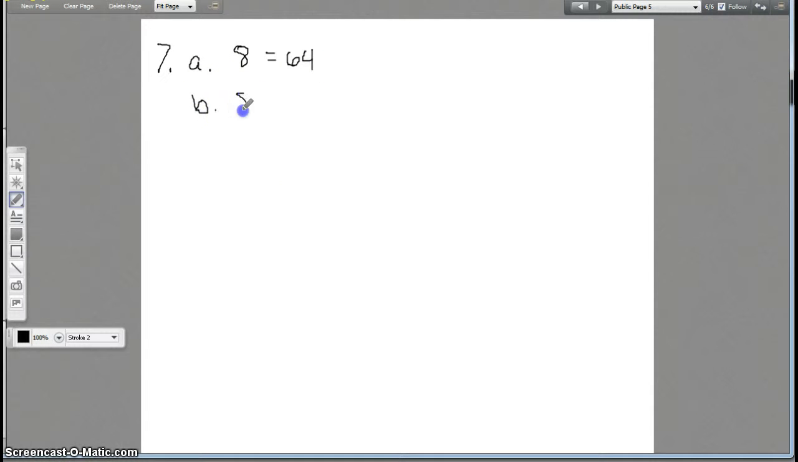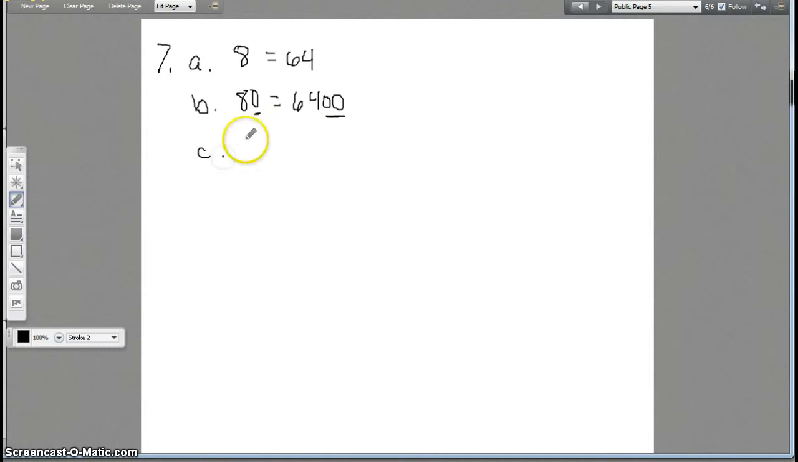Part B, 80. What is the square of 80? Well, you might look that up or you might punch it in a calculator. If you do either one of them, 80 squared is going to be 6,400. Notice we had 1 zero here. We have 2 zeros there.